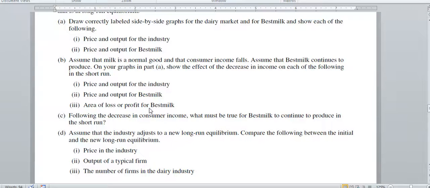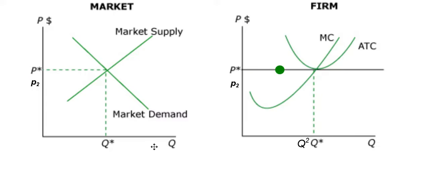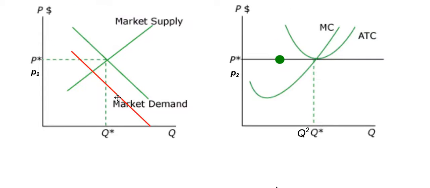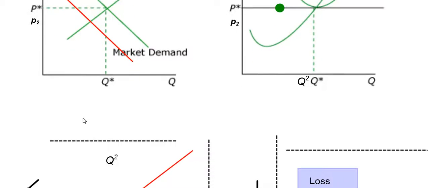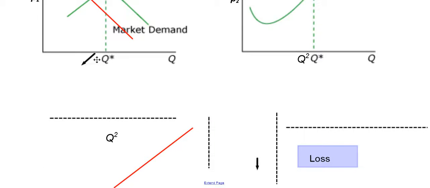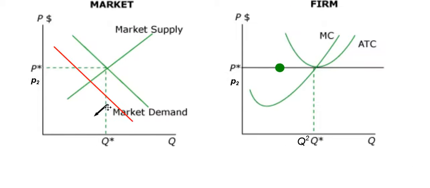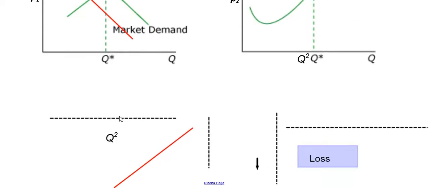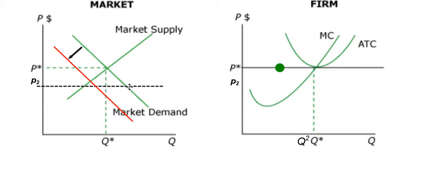Okay, so how's that going to work? Let's jump back over here. The first thing we need to do is show that the demand curve for the market shifts down and to the left because of the lower income of the consumers. So it's going to shift down and to the left. So we have a shrinking demand in the market. And what that's going to do is change the price. So let's put that right in here.